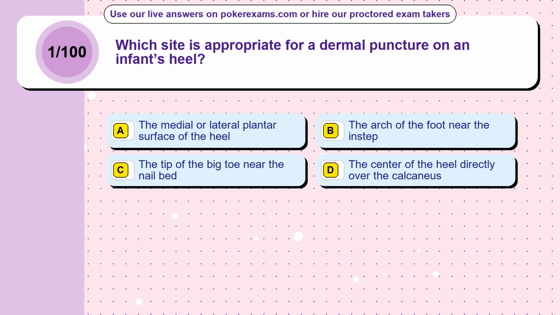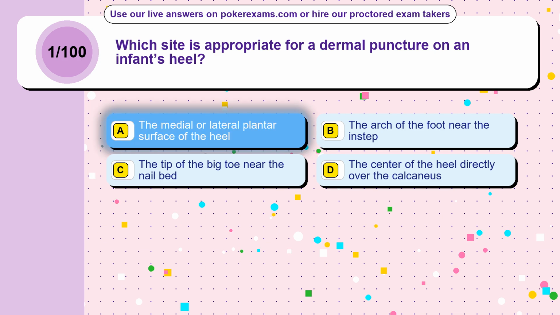Question 1. Which site is appropriate for a dermal puncture on an infant's heel? Option A. The medial or lateral plantar surface of the heel. Option B. The arch of the foot near the instep. Option C. The tip of the big toe near the nail bed. Option D. The center of the heel directly over the calcaneus.